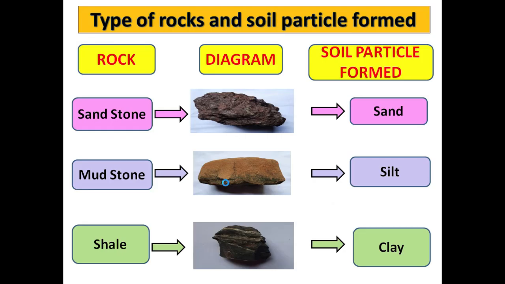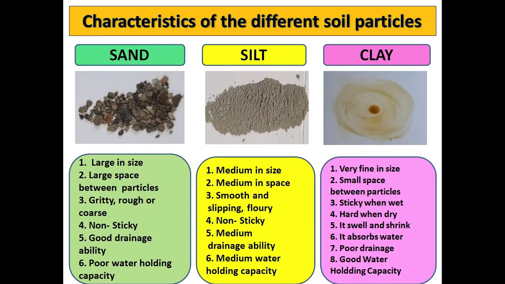Let's move on. Of course, sand, silt, and clay are derived from rocks. Now, let us go through quickly the types of rocks that these particles are derived from. Sand is derived from sandstone, silt from mudstone, clay from shale. That is just to whet your appetite. So let's get into the characteristics of the 3 soil particles here: sand, silt, and clay. As you can see, these are real pictures of the particles. So we have sand here, silt, and clay.